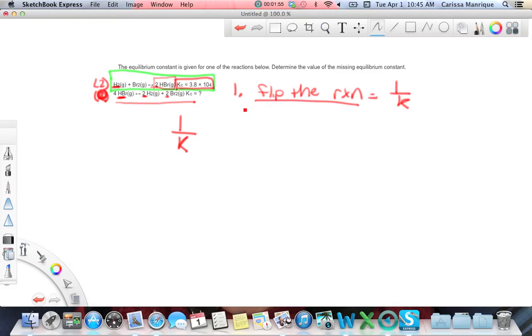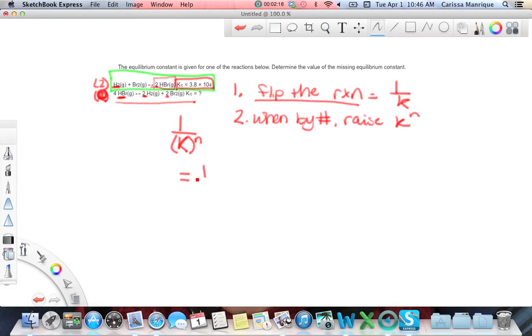So the second rule says, when you multiply by a number, raise K to that number. So I'm not only going to flip it, I'm going to raise K to that power. Okay, so let's look at what we did. Let's put our numbers in now.